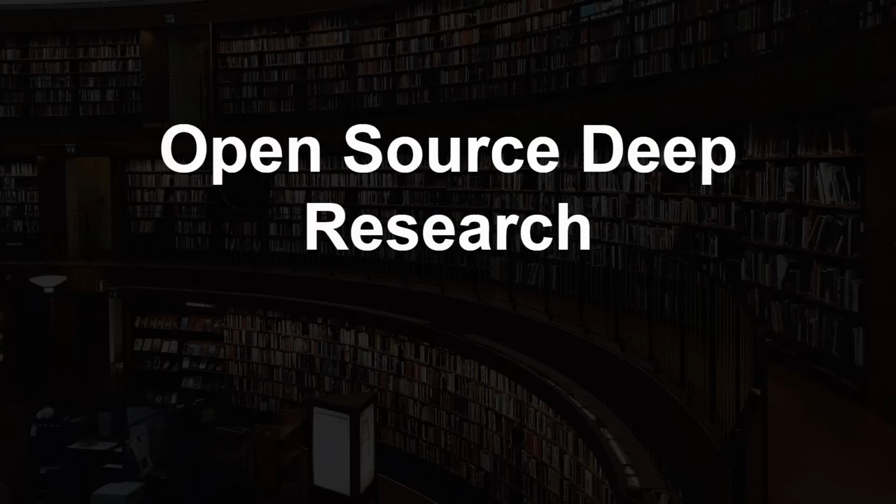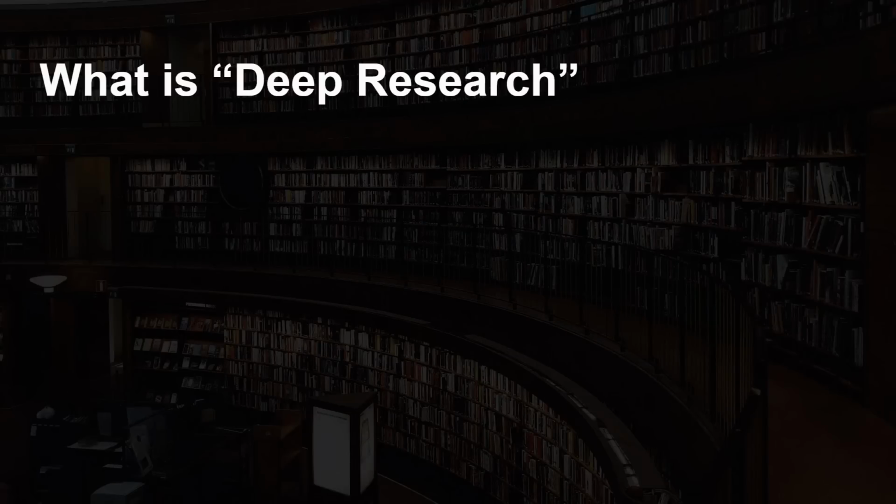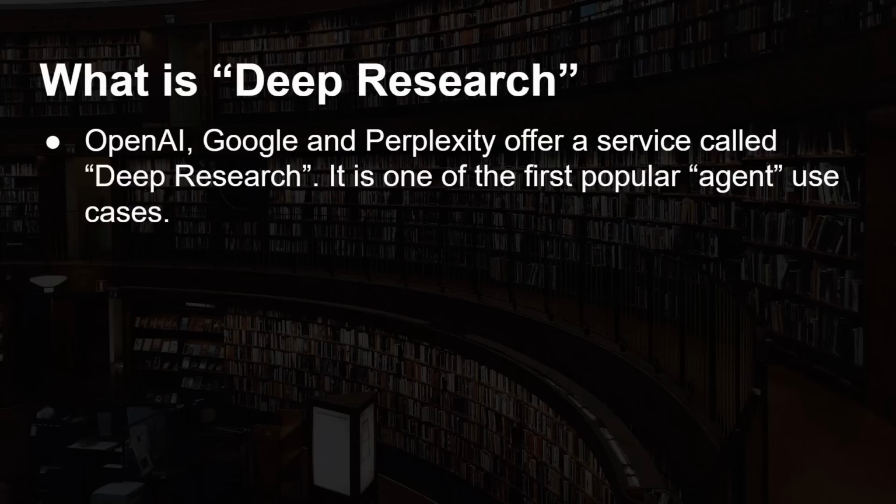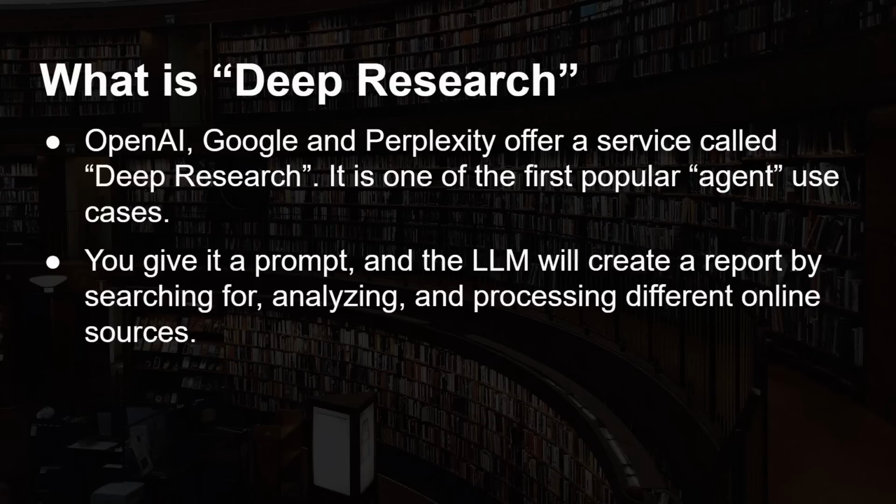Okay then, let's get started. So what is deep research? Well, both OpenAI and Google offer a service called deep research, and it really is now one of the first popular agent use cases. An agent is something that you can give a task and it will go off independently to achieve that task, including, in this case, accessing the internet and finding data without interaction with the user. It goes away and does it all automatically.